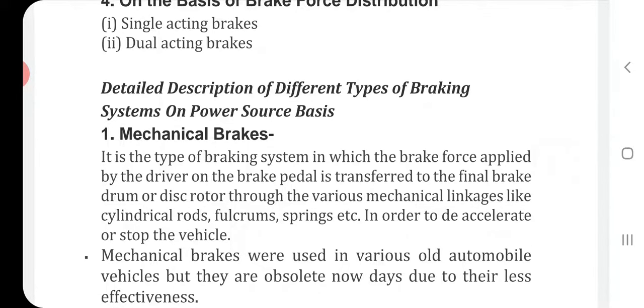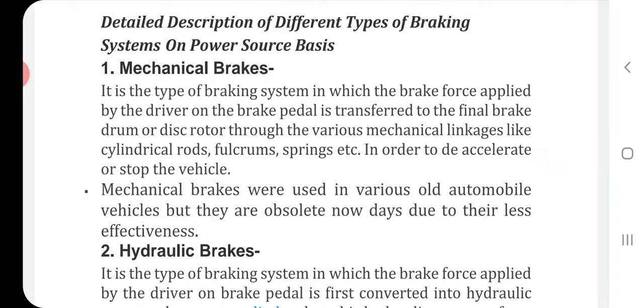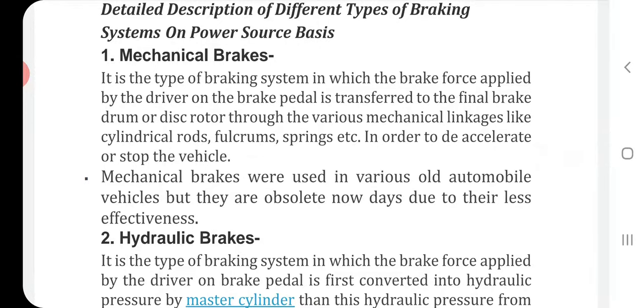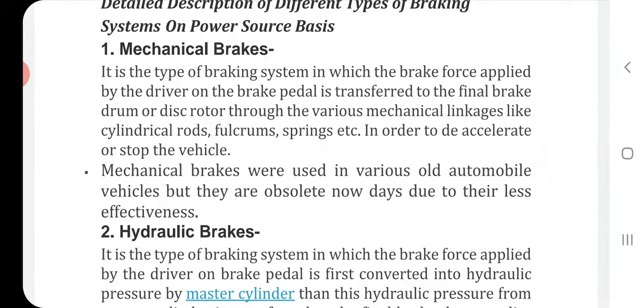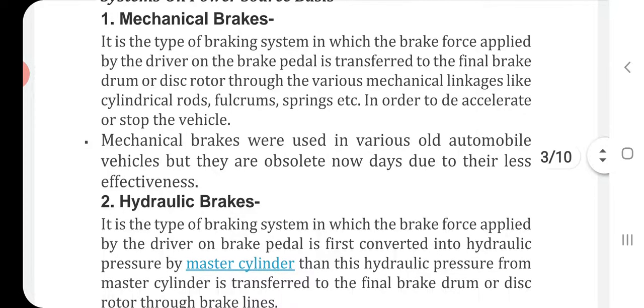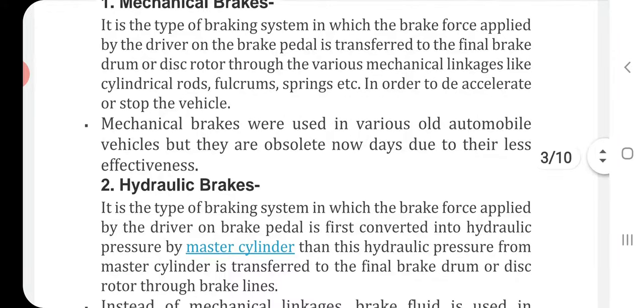The mechanical brakes are the oldest type of brake. You can call your cycle brake a mechanical brake. In your cycles you use it, and in older vehicles we used this mechanical brake. The direct mechanical power goes to the brakes, but this system is not efficient. That is why we have stopped using it. In this type of braking system, the brake force applied by the driver on the brake pedal is transferred to the final brake drum or disc rotor through various mechanical linkages like cylindrical rods, fulcrums, springs, etc., in order to decelerate or stop the vehicle. Mechanical brakes were used in various old automobiles, but they are obsolete nowadays.